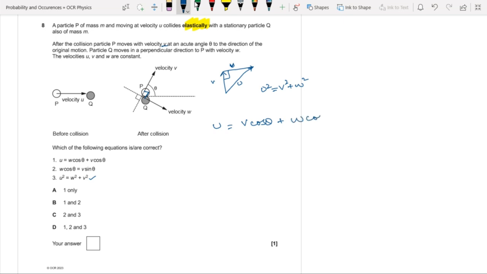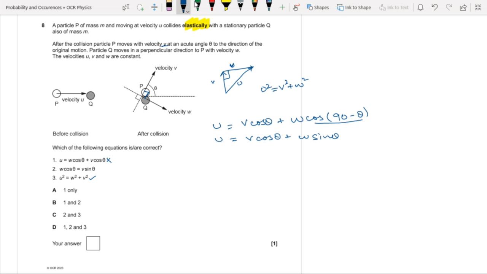plus w cos of 90 minus theta. And we can simplify as v cos of theta plus, since sine and cos are complementary, we can write this as w sine of theta. Here it was mentioned w cos of theta plus v cos of theta, so u is definitely incorrect. Number one is incorrect.